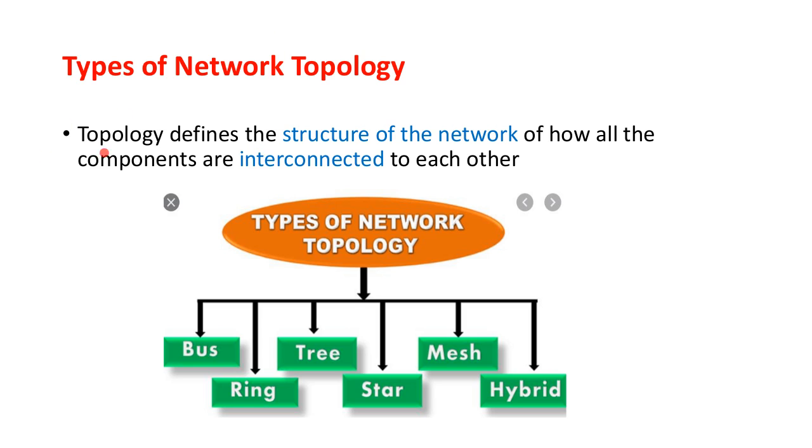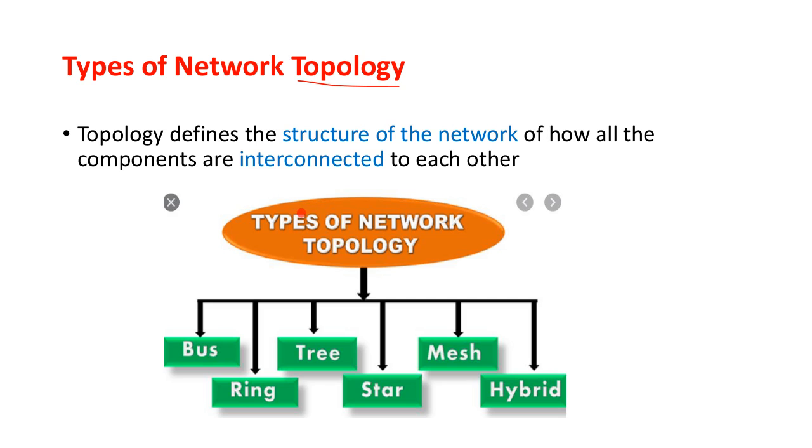Now, next is the types of network topologies. So what exactly is a topology? A topology simply refers to the structure of the network. How are these components interconnected? If we say that all these devices can be connected using wires or wireless, how are they interconnected? What is the structure that is used?